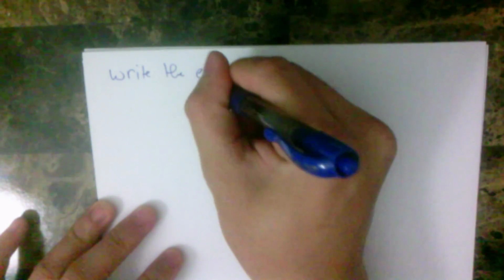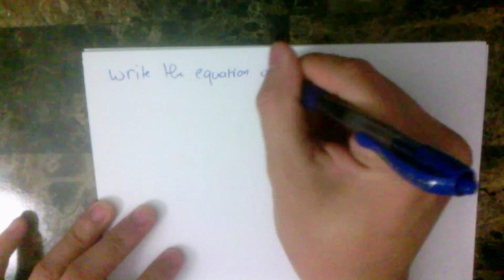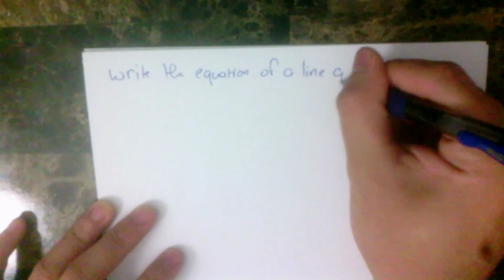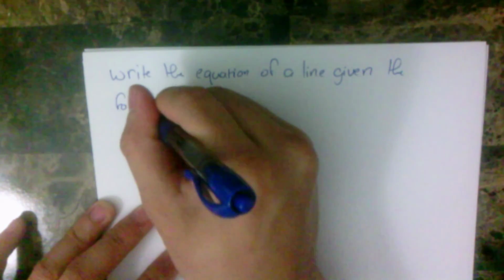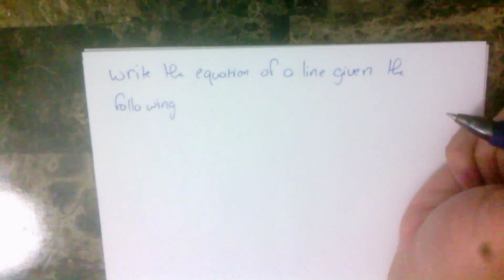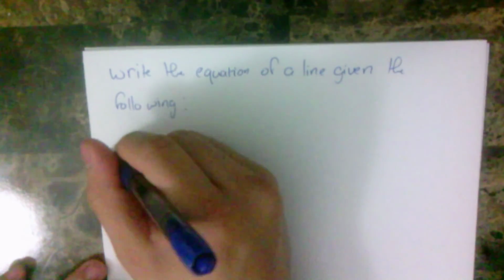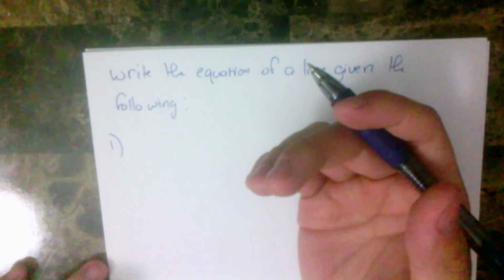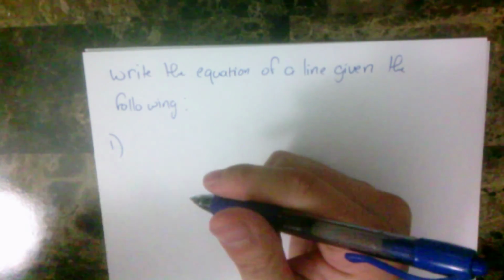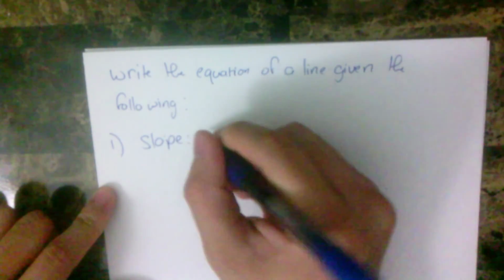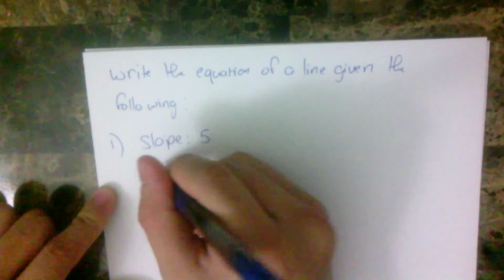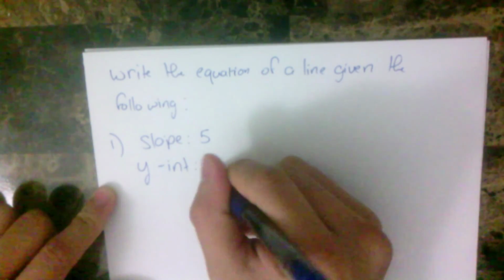So this type of problem, again, it's going to tell you to write the equation of a line given the following. Okay, so the equation of a line given the following. And then it'll have, number 1 or number 8, I think it is on the test, something like that. So it'll give you a problem, and it'll say this. Your slope is, I don't know, 5 is a good number. And your y-intercept is going to be 34.